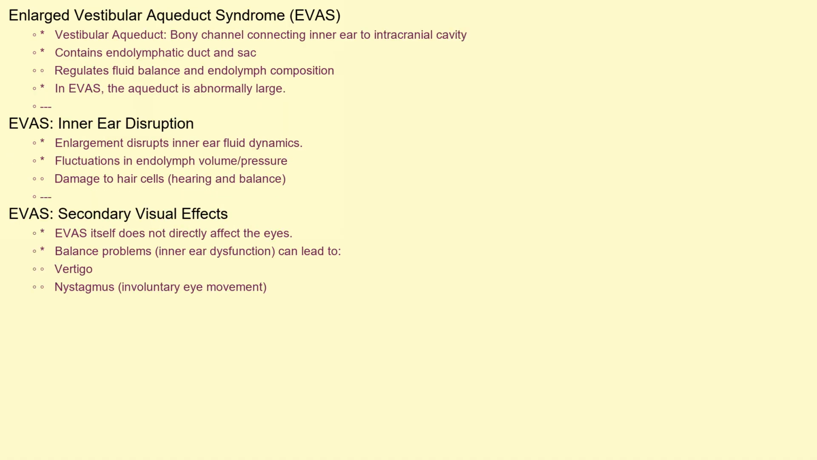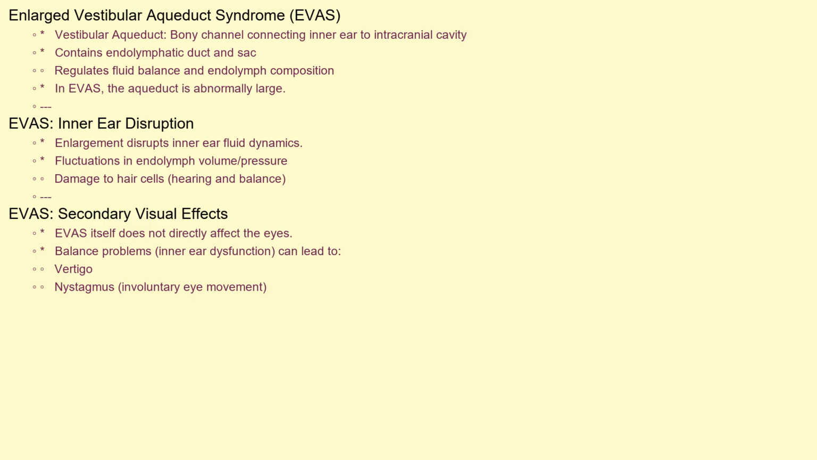The vestibular aqueduct is a bony channel in the skull that connects the inner ear to the intracranial cavity. Inside this channel is the endolymphatic duct and sac, which help regulate fluid balance and maintain the ionic composition of the endolymph, the fluid in the inner ear that is crucial for hearing and balance. In EVAS, this aqueduct is abnormally large. This enlargement can disrupt the normal fluid dynamics within the inner ear.